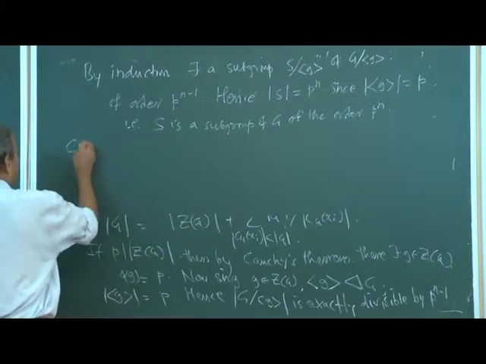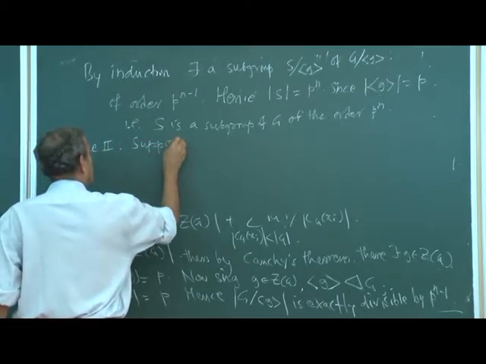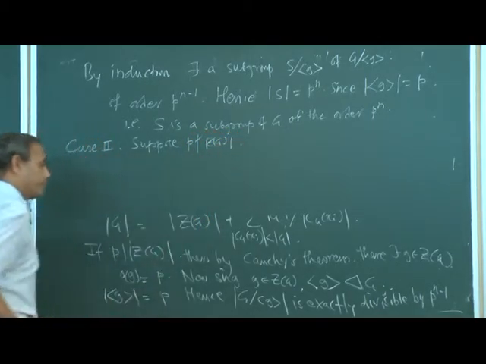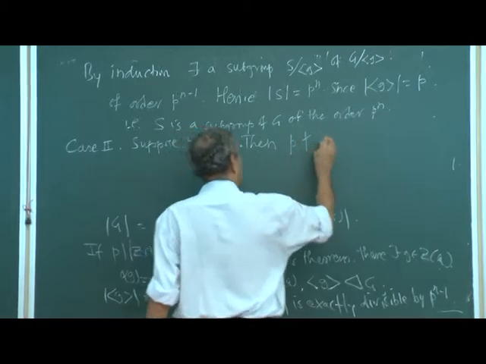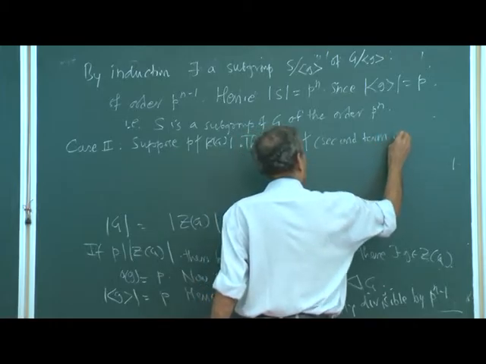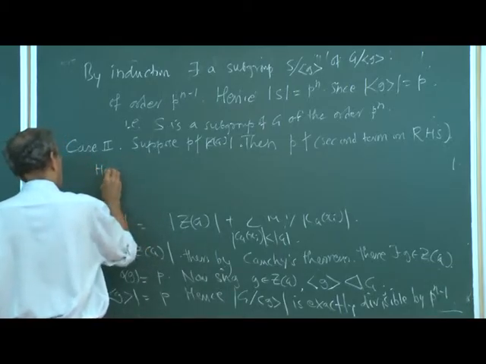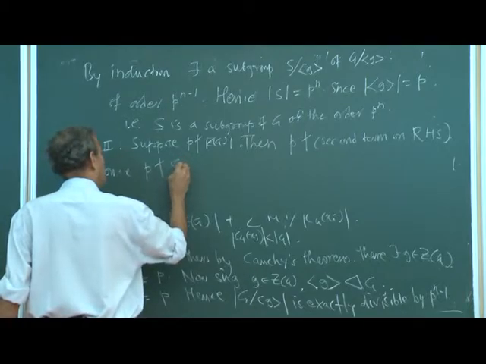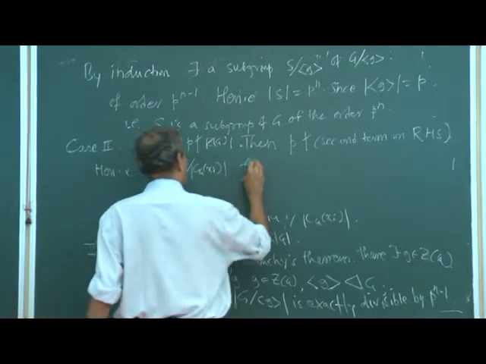Now we turn to case 2. Suppose p does not divide mod ZG. Then p does not divide the second term on the right-hand side. Hence, p does not divide the sum of mod G divided by mod C_G(x_i) for some i.